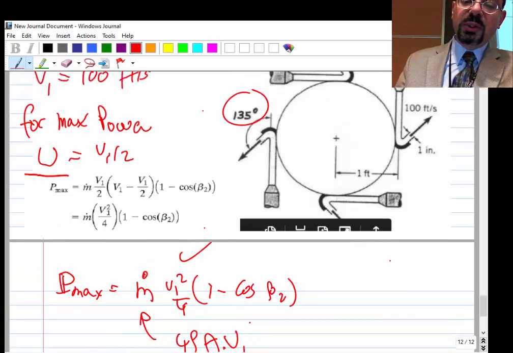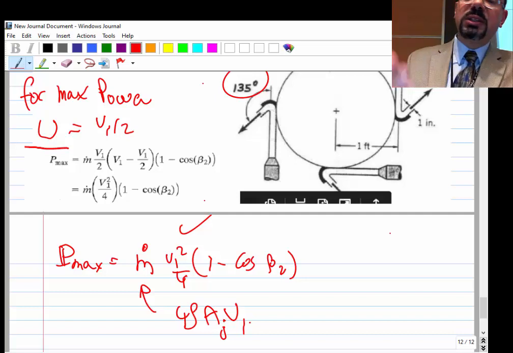You'll get the density of the water, of course, right? And the area of the jet, he told us it's 1 inch, so we can do that. All right? Does this make sense? Very good.